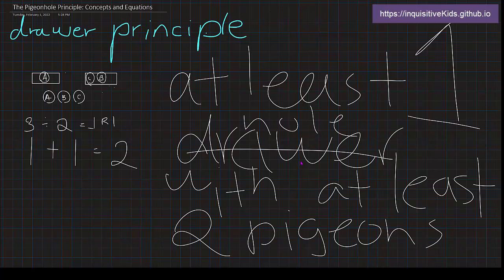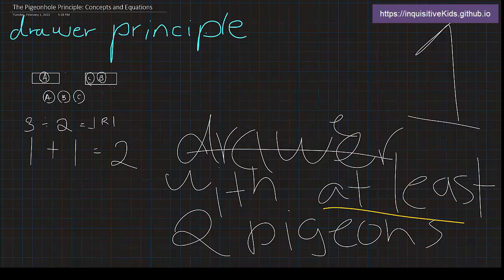So notice how I use the phrase "at least" two times in this sentence. It's not that both of the holes have at least 2 pigeons. It's that at least one hole has at least 2 pigeons. So that's something you should know.